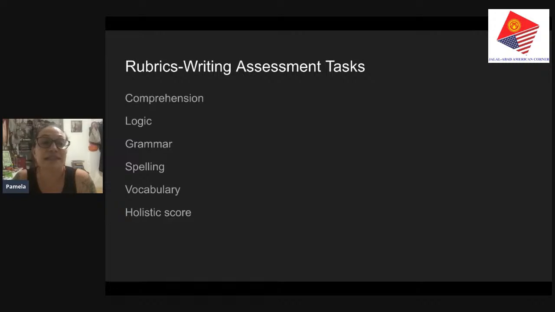And then holistic means overall. What kind of a paper was this? So this is like adding all those things together. Do you think it was a 4? Do you think it was a 5? Do you think it was a 3? So all things considered, what kind of a paper was this? And it could be kind of lower on one end and still get a 4, right? So you're giving an overall score.